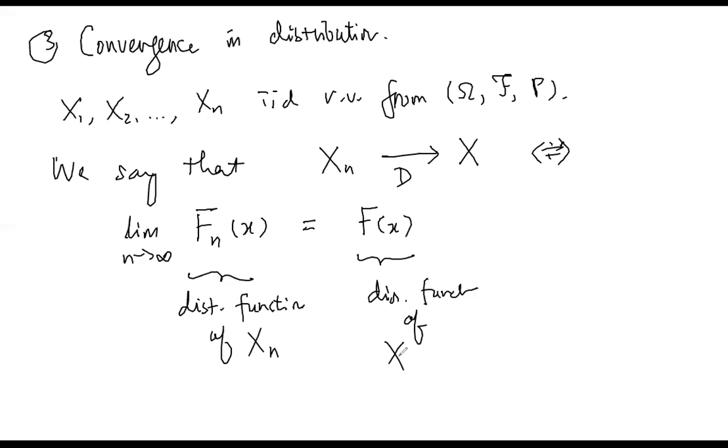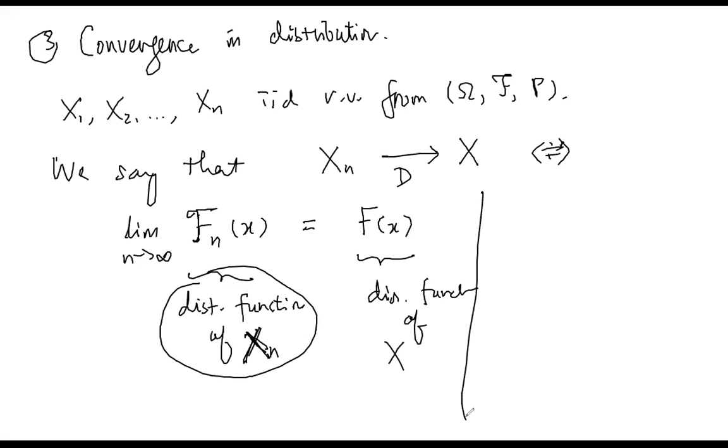So this statement only concerns the distribution function of xn. It's saying that as the sample size increases, the distribution of xn becomes closer and closer to x. The most famous example for this convergence in distribution is your central limit theorem.